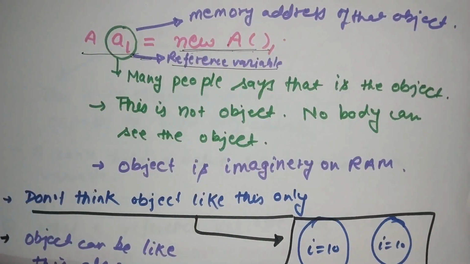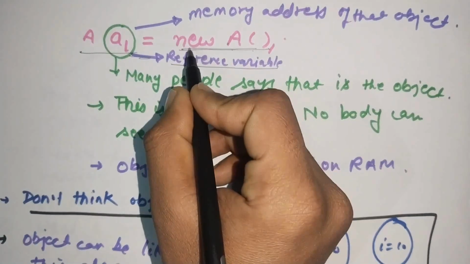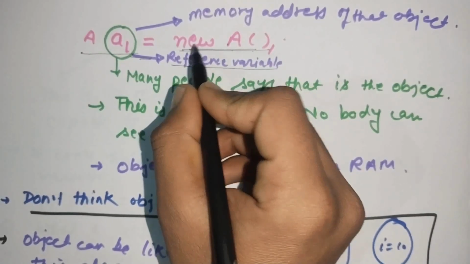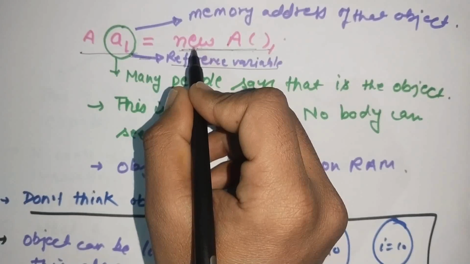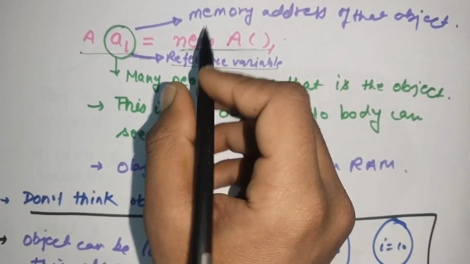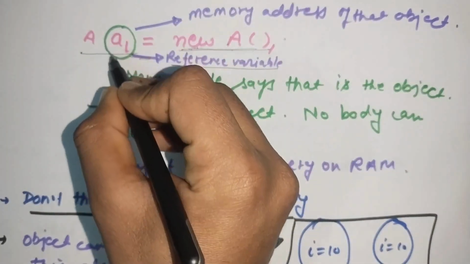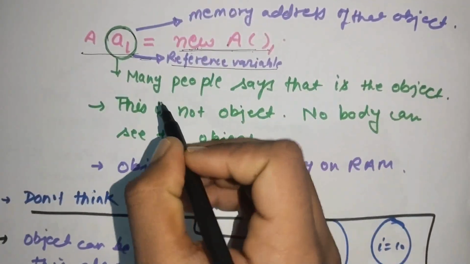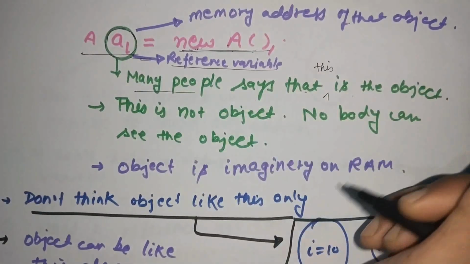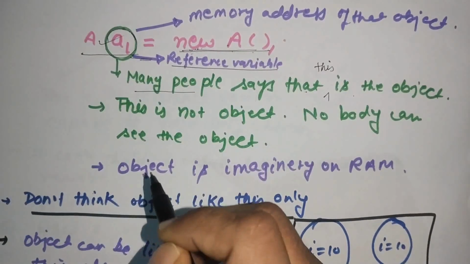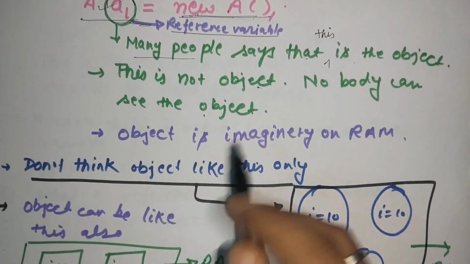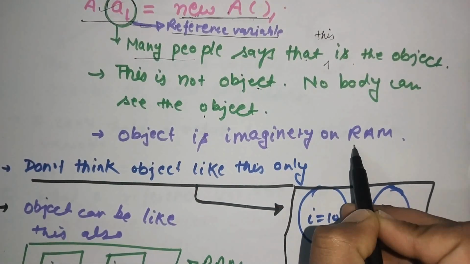What is the new keyword? The new keyword sends a request to the class to create an object. Once the object is created, it gets the address of that object and stores it in a reference variable. Many people say that this is the object. This is not the object. Nobody can see the object. The object is imaginary on RAM.